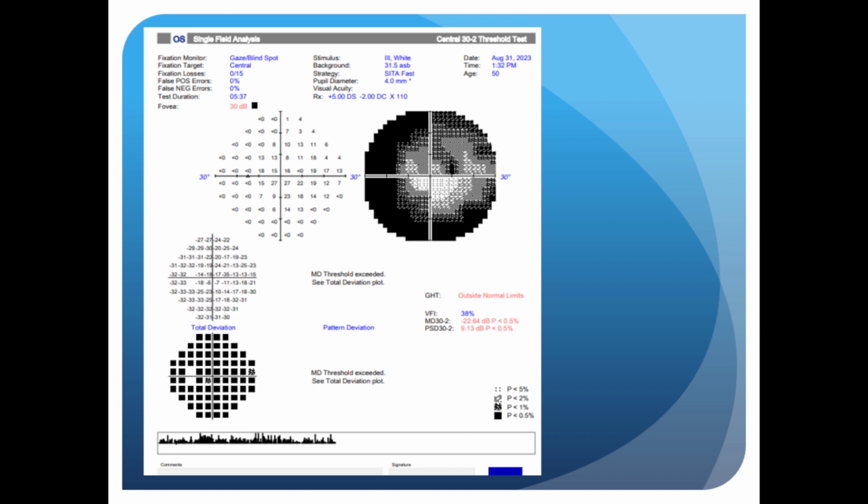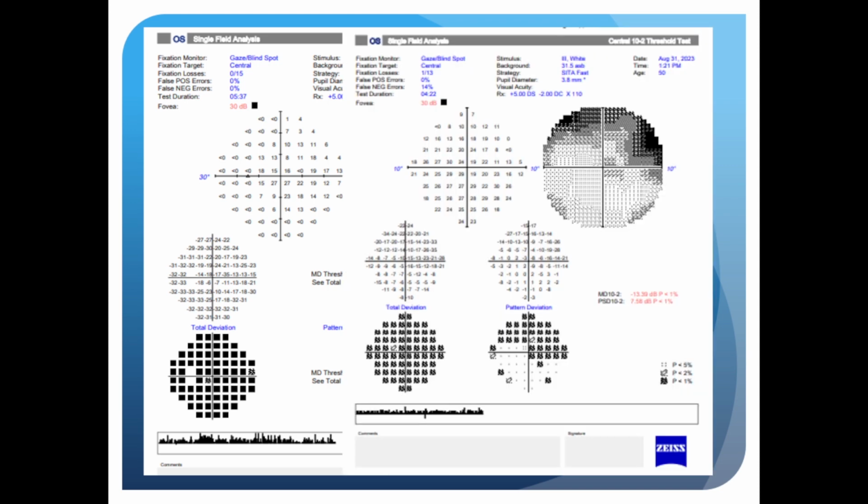We have done the HVF also. 30-2 was showing total depression of the fields over here, and then we also planned for 10-2 HVF, which shows some area still working in the area of macula.